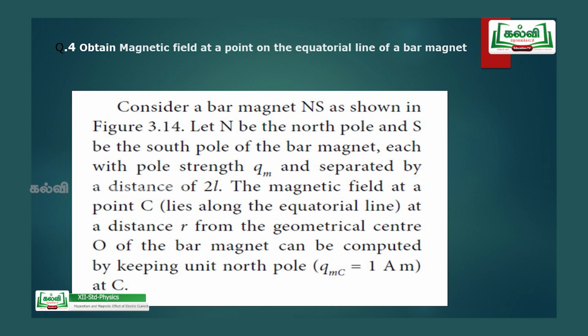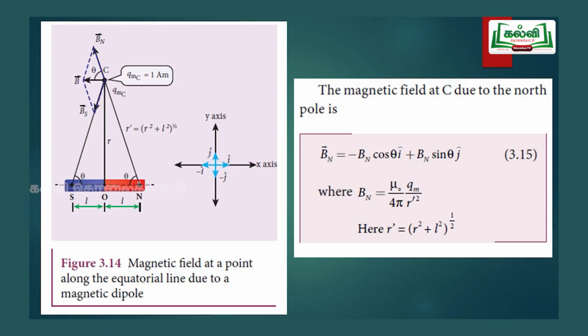So now the point at which we have to calculate the magnetic field is taken as C. What is the distance from the north pole to that point C, and what is the distance from the south pole to that point C? Now see the diagram. The diagram will be like this. From the center to the point A, that is the length.